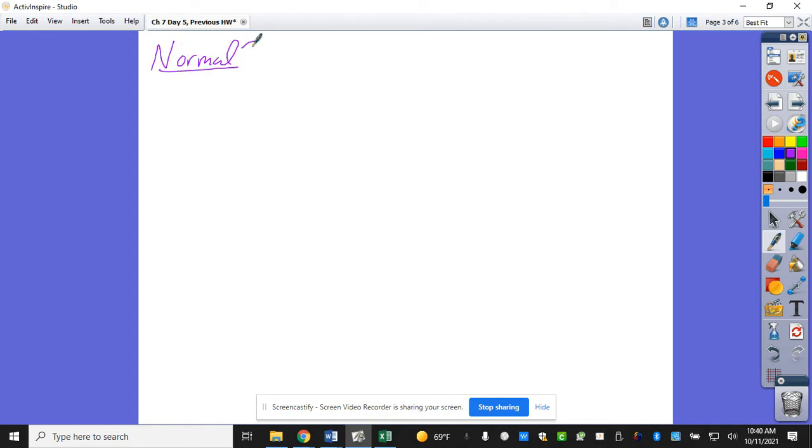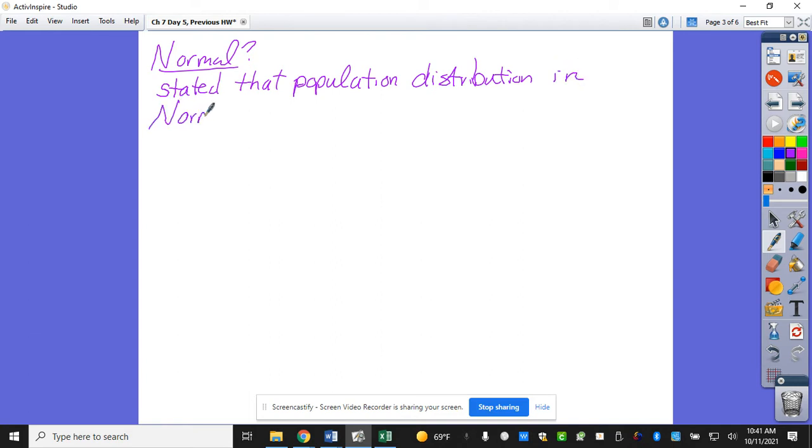And here I thought I gave you two different types of normals for the homework problems, and I didn't. What do I write there? So it stated that this part right here is important. The population distribution. And sometimes it's going to say is normal, and sometimes it's going to say is approximately normal. That just depends on literally the wording of the problem. This one said normal. So what do I write right after that? So we can use normal approximation.